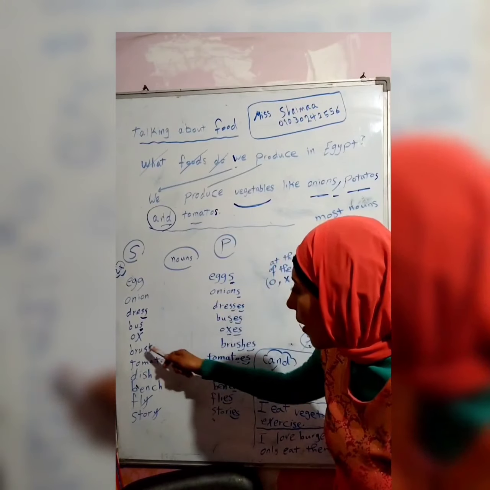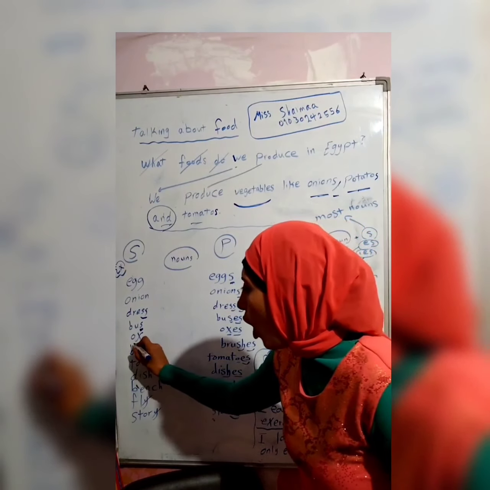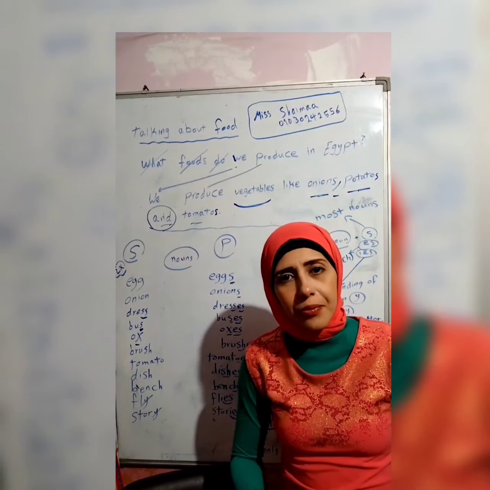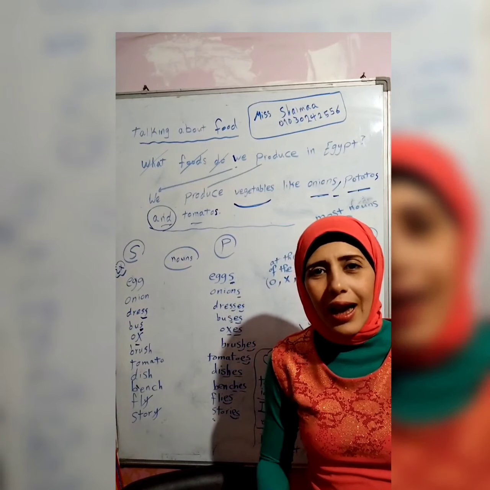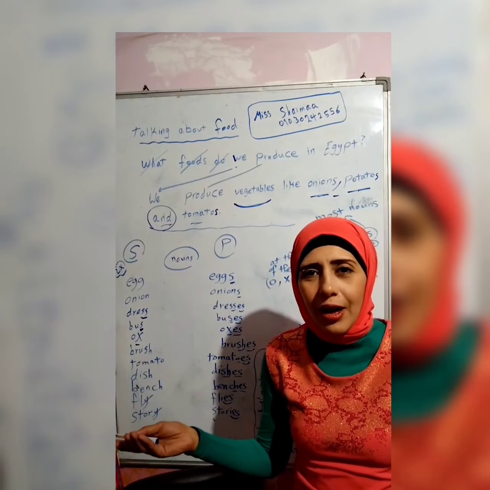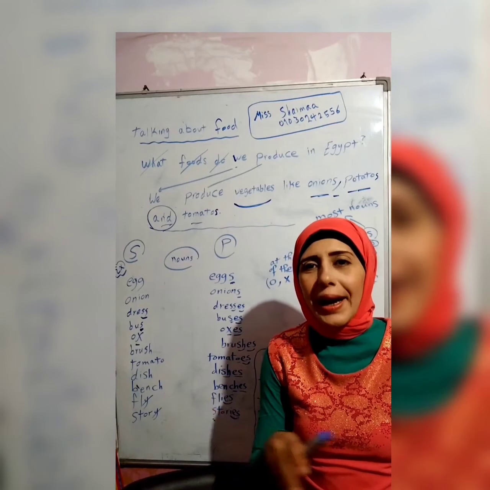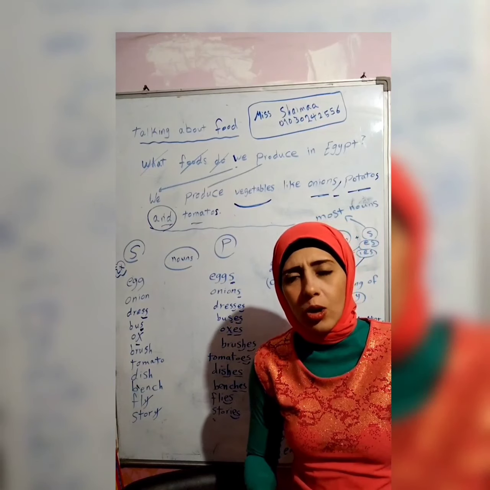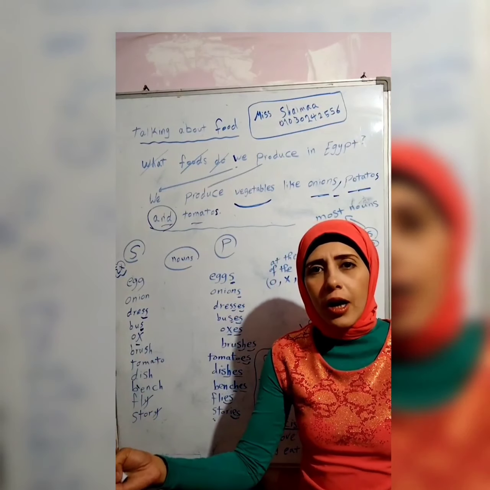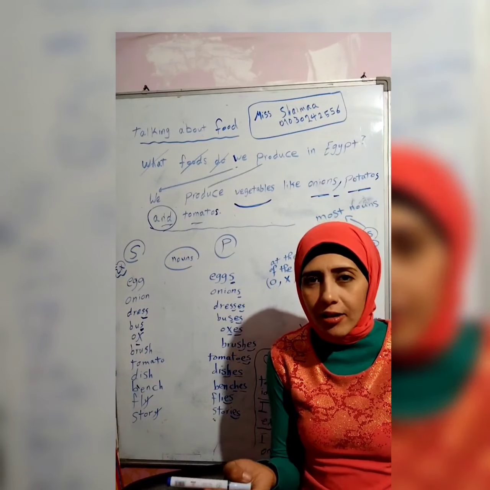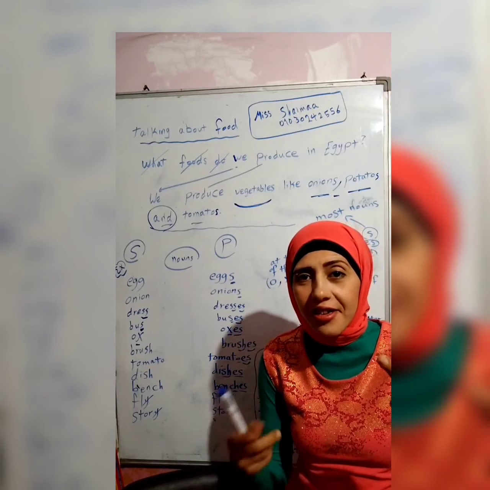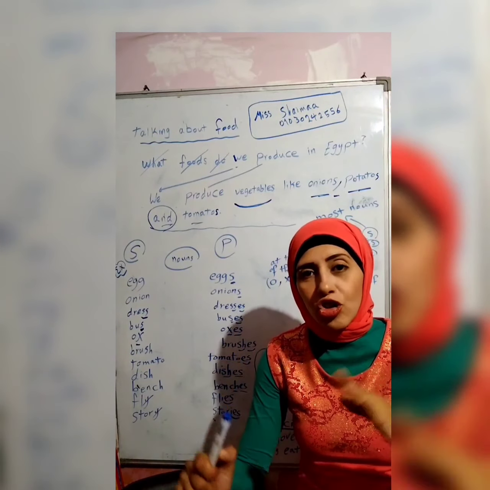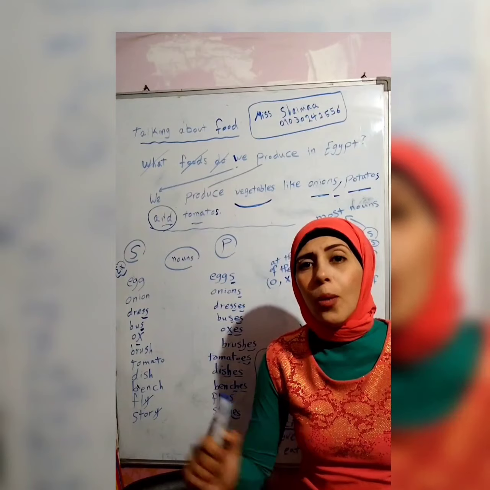Okay? Look here. Ox. The same rule. At the ending of this noun, letter X. We can't put S at the ending to change it from singular noun to plural noun. But we can put what? We can put two letters ES to change it from singular to plural.